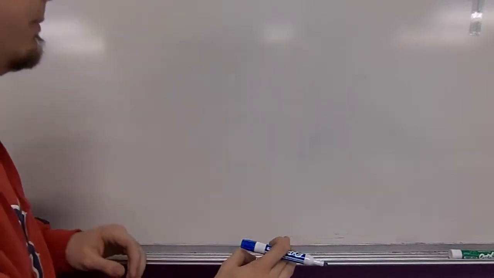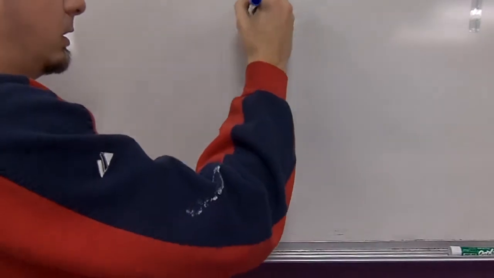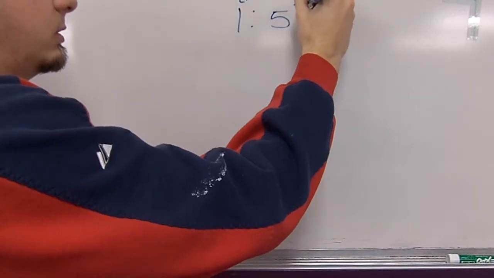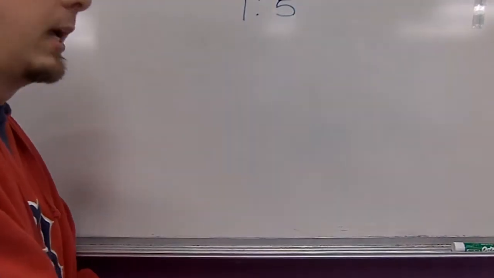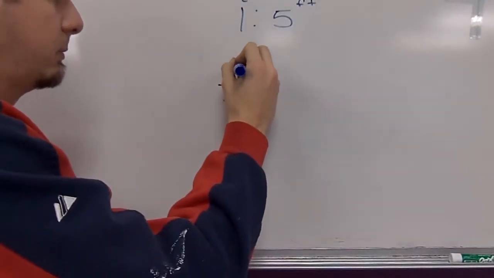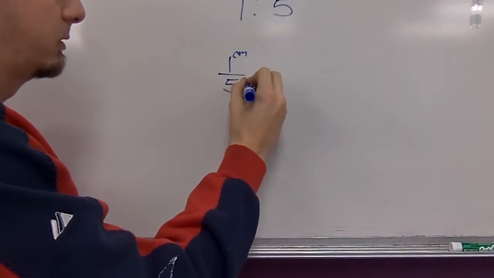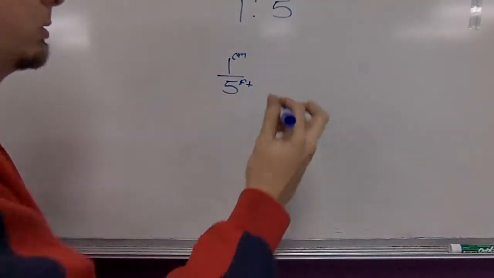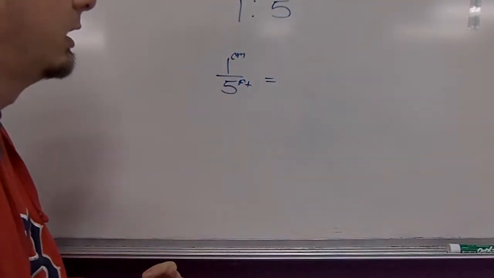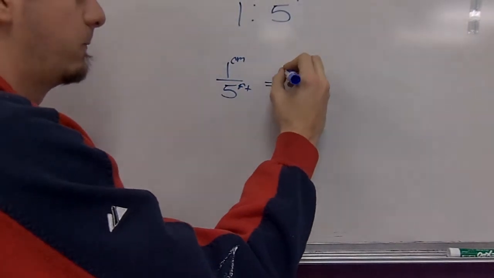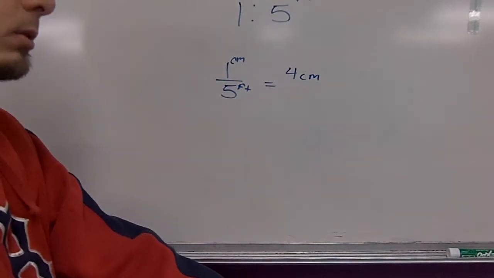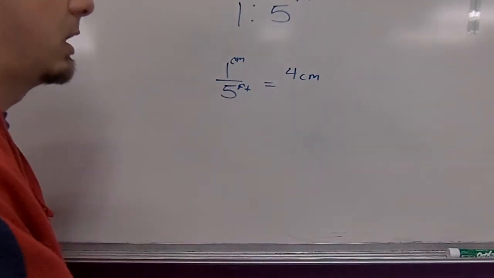If you're told that you have a scale factor, for example, of 1 to 5, let's say centimeters to feet. Okay, so we have a 1 centimeter to 5 foot scale factor, and we are told that our scale model, let's say this is a house, is 4 centimeters high. Okay, so from the ground up to the roof of this house, the scale model is 4 centimeters high.